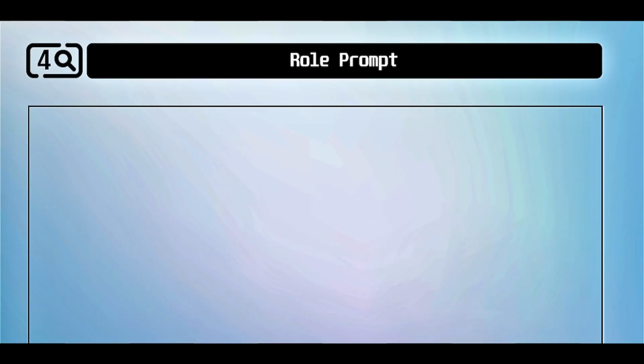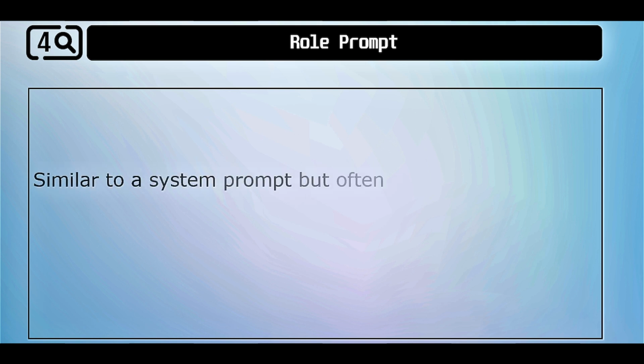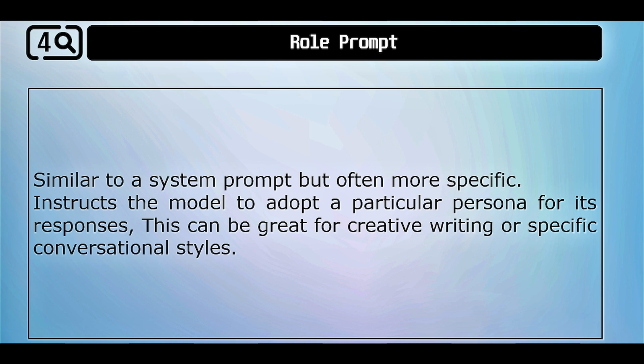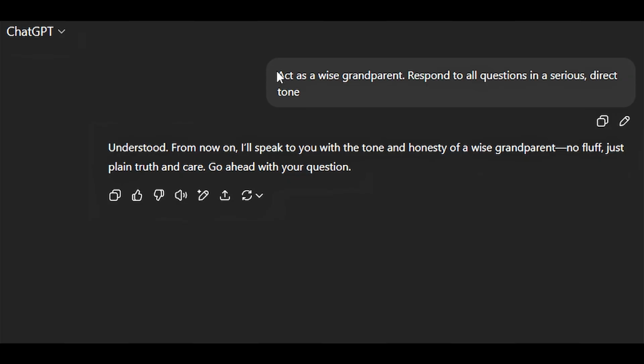For the fourth technique we have role prompt or role prompting. This is similar to the system prompting, but it is often more specific. We will instruct the model to adapt to a particular persona for its responses, and this can be great for creative writing or specific conversational styles. It means that we will give a role for the model. Here I have prompted the model with act as a wise grandparent, respond to all questions in a serious direct tone, and of course this session will follow this role, which is a wise grandparent.